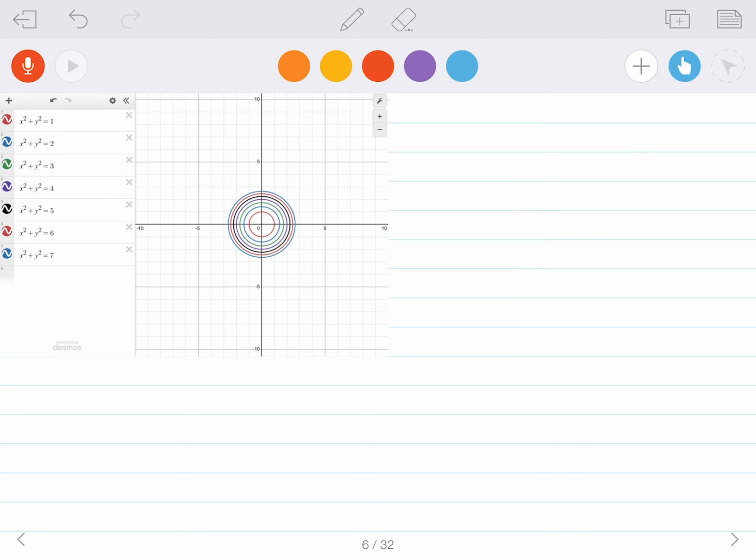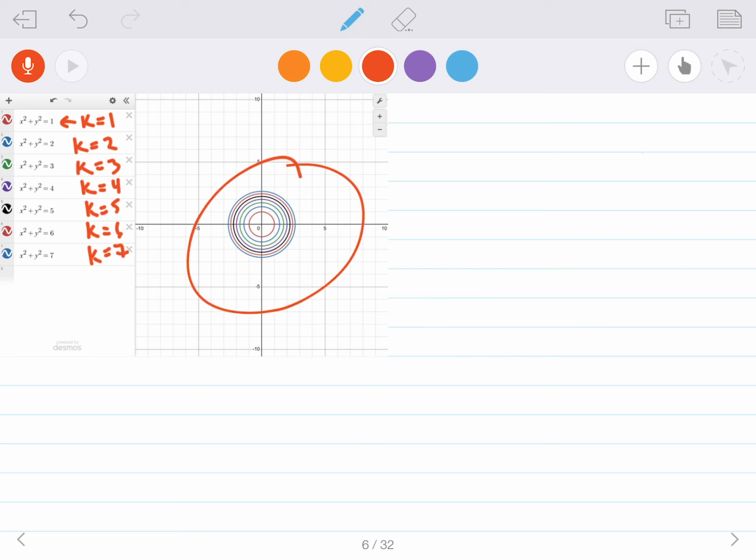So here are a few sketches of some contour lines for our diagram. We can see that all of these are circles centered at the origin. And this one right here is at k equals 1. So this is level 1 on the z-axis, just at z equals 1. k equals 2 is the blue, k equals 3, k equals 4, k equals 5, k equals 6, and k equals 7. So you should notice something about the circles in relation to each other.